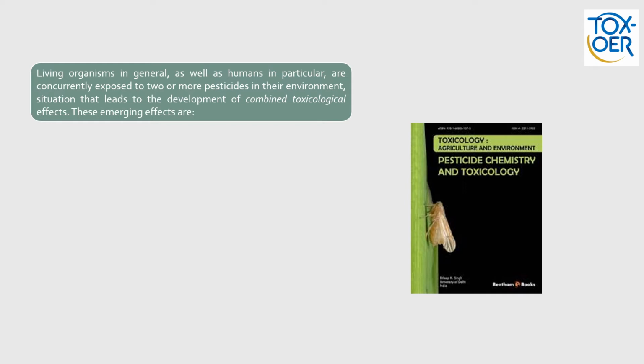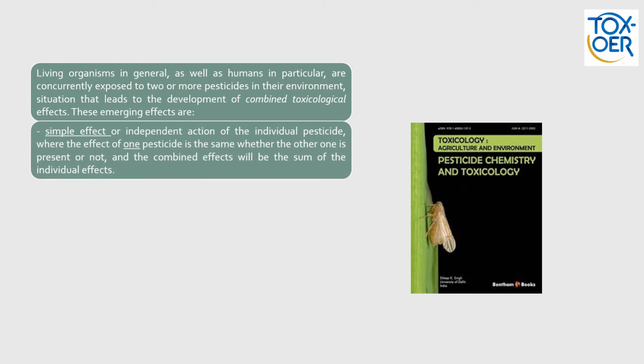Living organisms in general, as well as humans in particular, are concurrently exposed to two or more pesticides in their environment, a situation that leads to the development of combined toxicological effects. These emerging effects are: simple effect or independent action of the individual pesticide, where the effect of one pesticide is the same whether the other one is present or not, and the combined effects will be the sum of the individual effects.